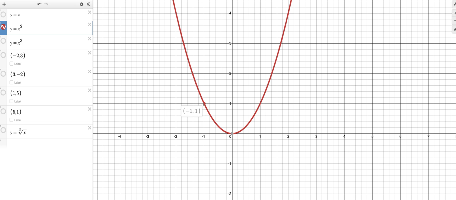It intersects at what? When x is negative 1, y is 1. And when x is 1, y is also equal to 1, right? Both those numbers have a square of 1. So the function f of x equals x squared is not one-to-one. It is not true that corresponding to every element of the domain, there's precisely one element of the range here. So that's not a one-to-one function.